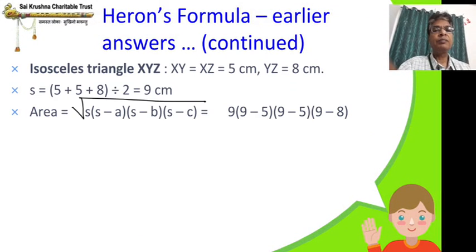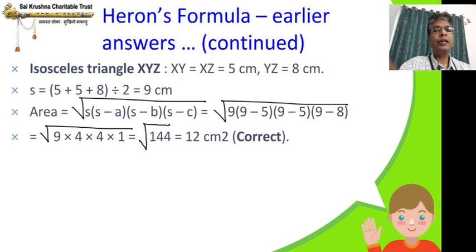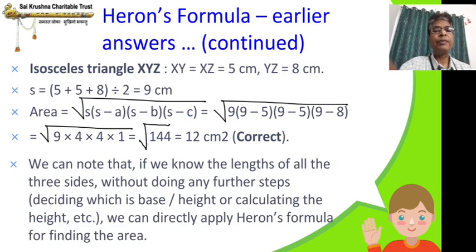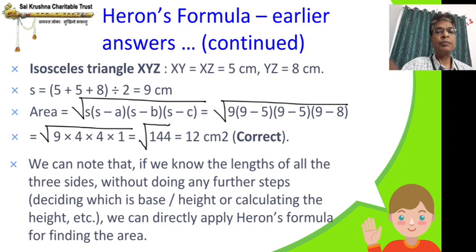Isosceles triangle, everything is the same. So, here also 12 centimeter square is the answer. So, we have got it correct. We can note that if you know the lengths of all the three sides, without doing any further steps, like which is base, which is height, whether calculating height, nothing is required.